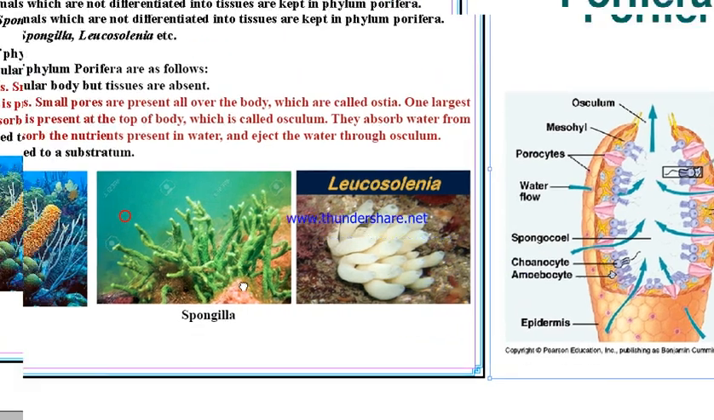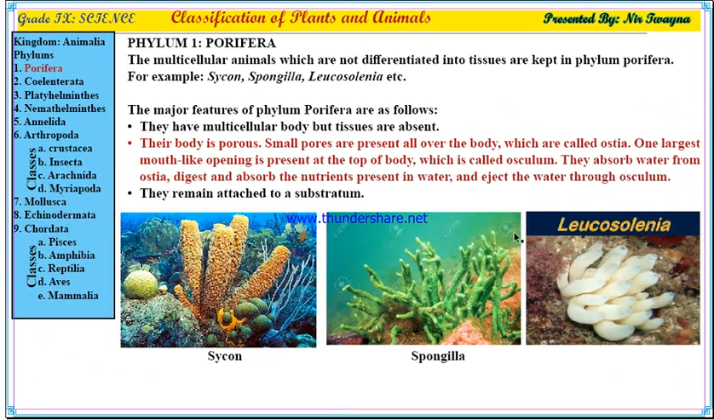Okay, so I guess now you have the idea of ostia and osculum. Look, their body is porous. Small pores are present all over the body, which are called ostia. One largest mouth-like opening is present at the top of the body, which is called osculum. They absorb water from ostia, digest and absorb the nutrients present in water, and eject the water through osculum, and they remain attached to a substratum. Any confusion up here? Okay, that was all about Porifera.